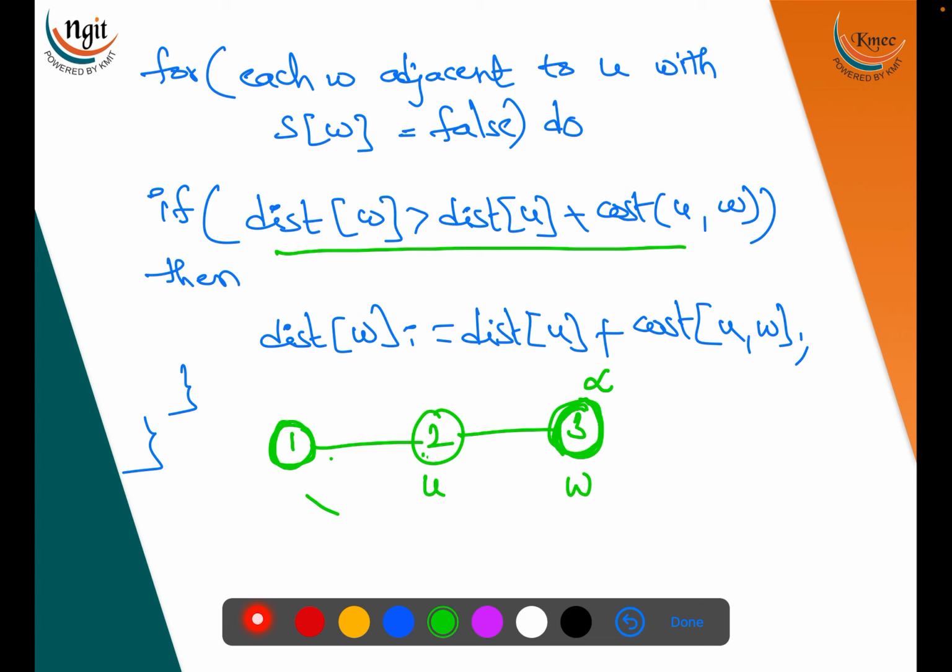Now distance w is updated with what? Distance of u. Distance of u is 2, plus cost of uw. Cost of uw is what? 4. 2 plus 4 is equal to 6, which will get updated in distance. So this is what? Relaxation. Relaxation is what? I am relaxing the other vertex when I travel via the intermediary vertex. So this is the procedure of single source shortest path.